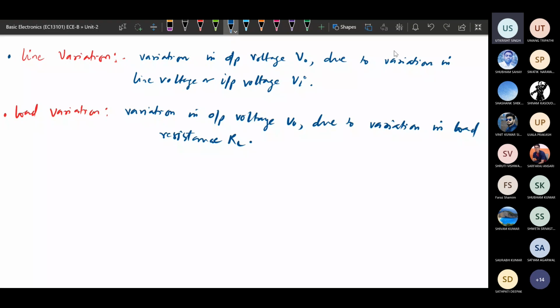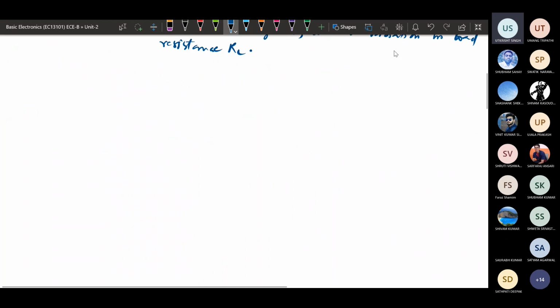So we should have a clear understanding of line variation and load variation. Line variation means if the input voltage is varying, some output variation will be there with respect to that, and that will be called line variation. Load variation means the load resistance is varying, and with respect to that the output voltage will be varying. Next, we will see how the Zener diode is going to be used as a voltage regulator.